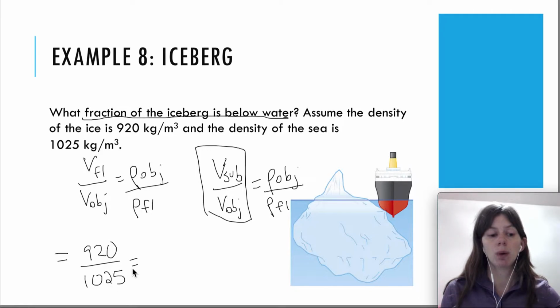And that ratio is equal to 0.9. So that means that 90%, or 89.7, or actually 89.8% of the iceberg is below water. All you have to do is take the ratio of the densities.